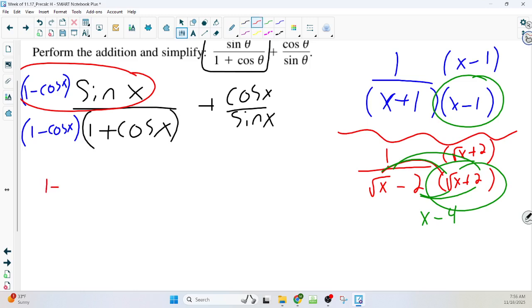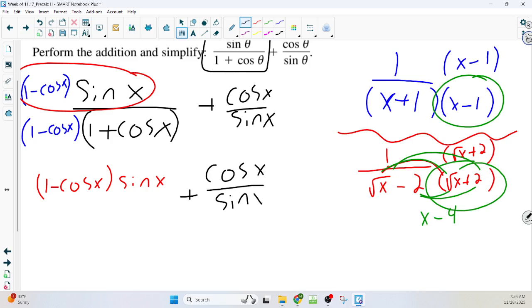So I'm going to leave that 1 minus cosine of x in the top times the sine of x alone. I'm still going to have this plus cosine of x over sine of x. Now, the most important part is going to be in purple. That's this part right here. The whole point of multiplying by the blue was to use this technique from on the right, which is called the conjugate. And that means that when we do that, we're going to have 1.